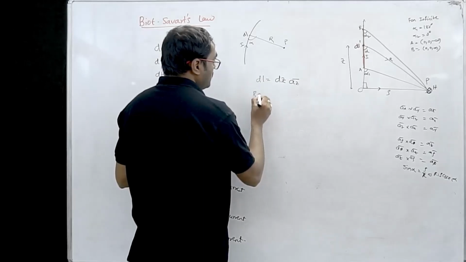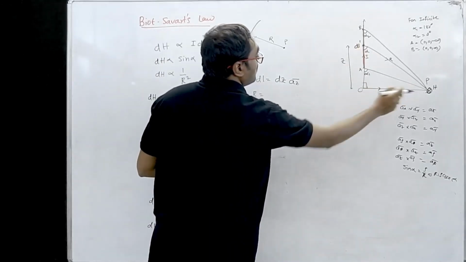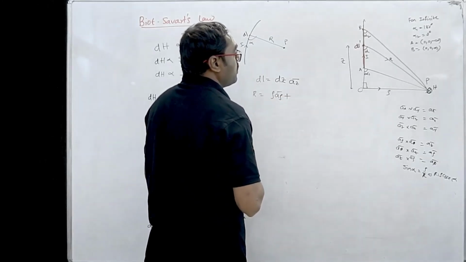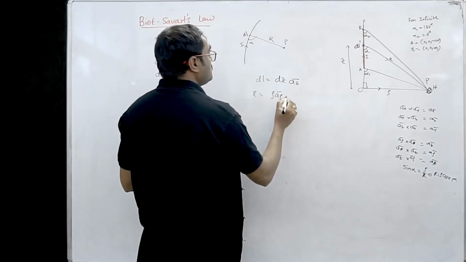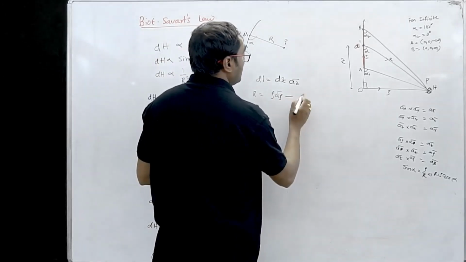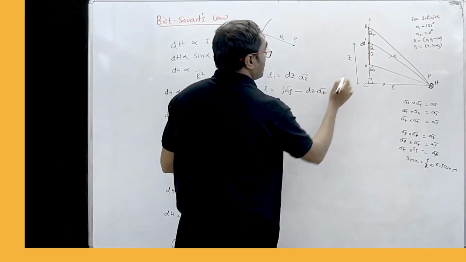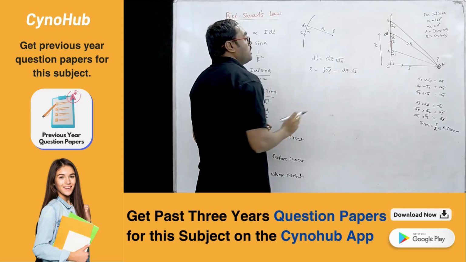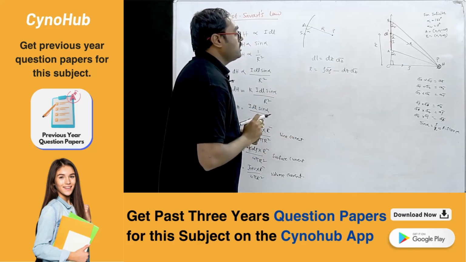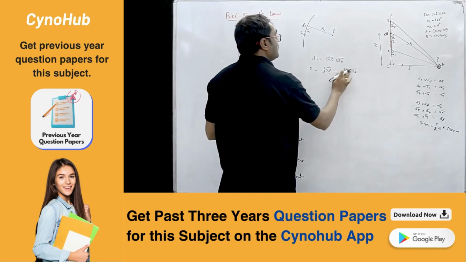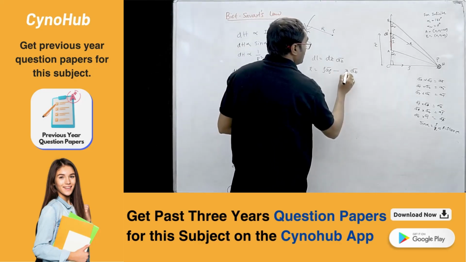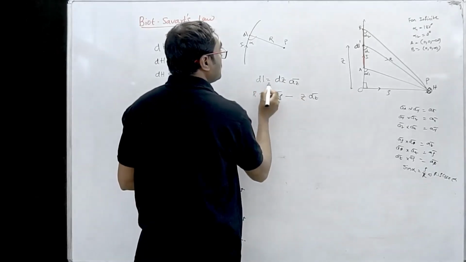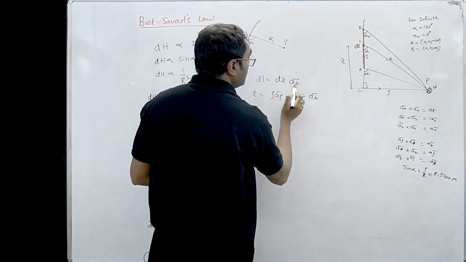And r bar is the distance between these two elements, which we can write as rho a_rho bar minus dz a_z bar. This is because the direction of r has components in the rho and z directions. In the z direction the total element is z, so z a_z bar, and the differential element at this point is dz a_z bar.